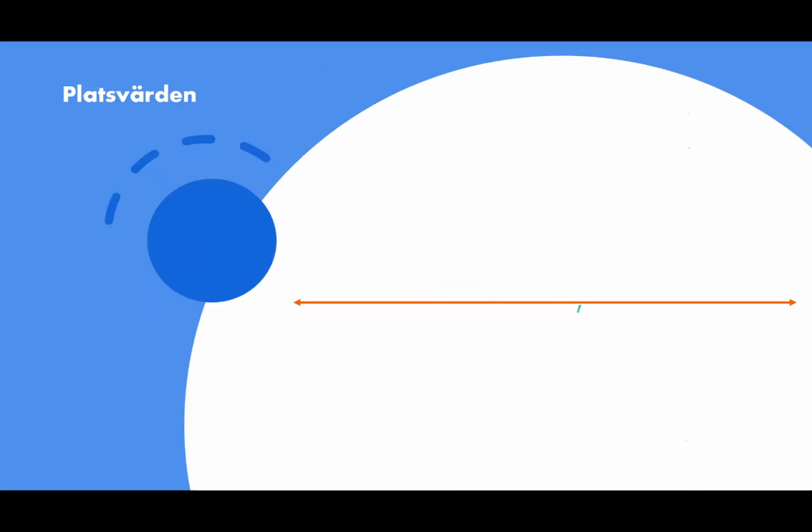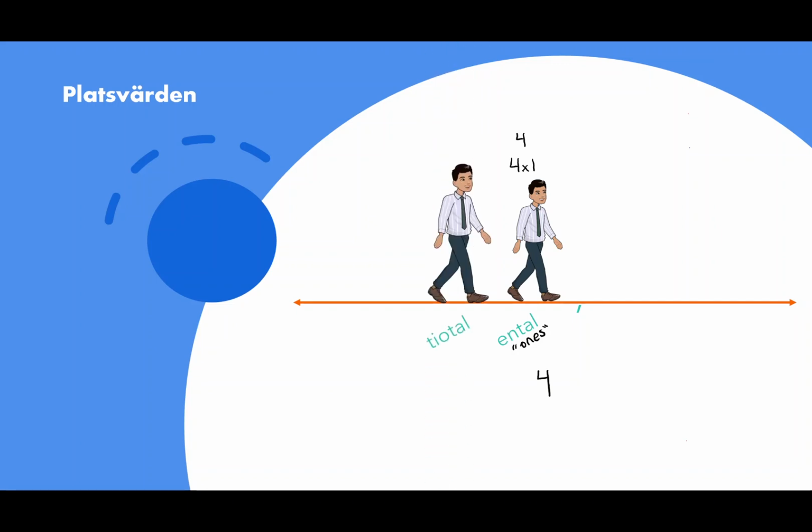Place value. The numbers we see in the world have a specific place and they have a specific value. Let's take a look. First, we have our ental. This is our groups of ones. So, for example, here we have the number 4. This is the same as 4 groups of 1. Fyra ental.